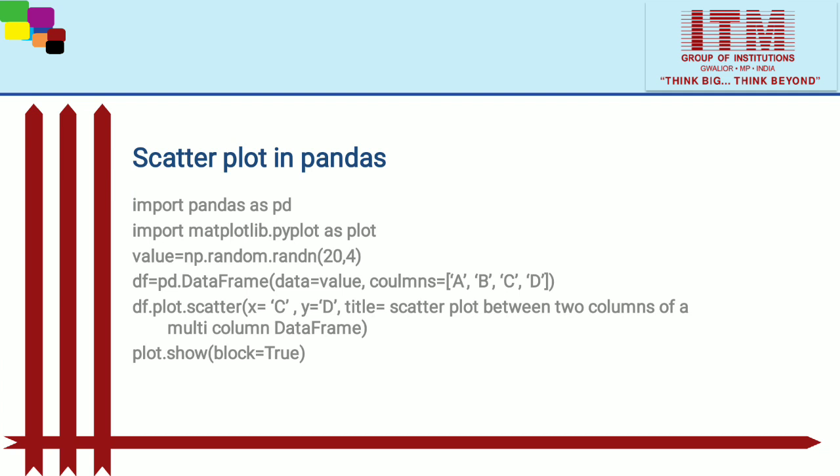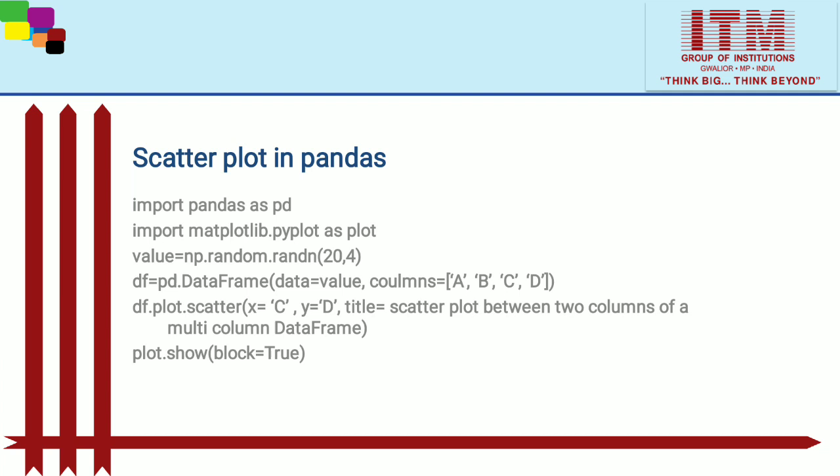Okay, so df is a kind of data frame that we will get, and in this data frame we have the data, as well as we have different values in each column. Okay, now in the next line we are going to plot the scatter diagram.